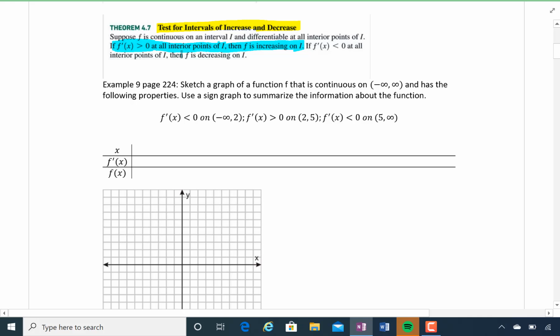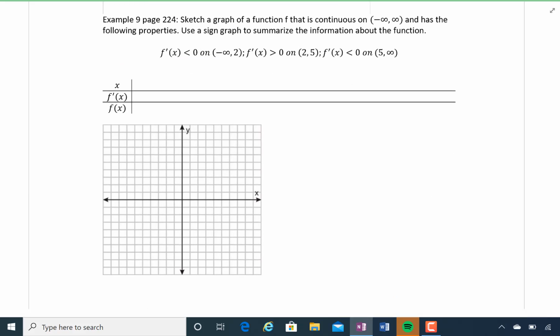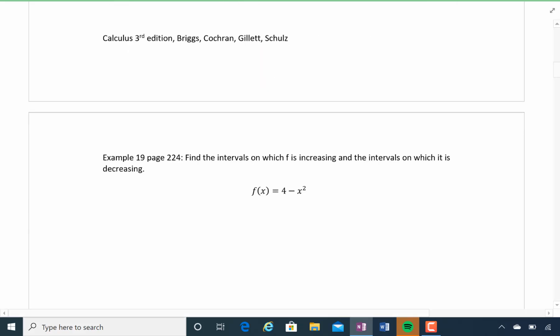If you calculate the derivative of a function and it's greater than 0 on all the points of I, then f is increasing on I. The second one is if f prime of x is less than 0 at all interior points of I, then f is decreasing on I. So very, very important. Try to do example 9 on your own.